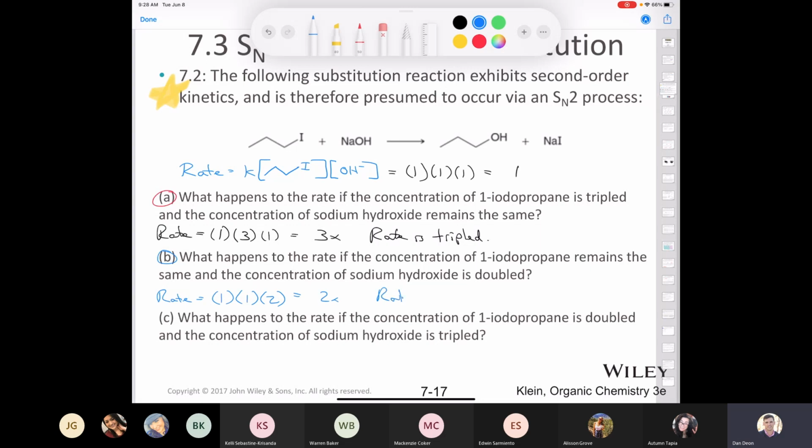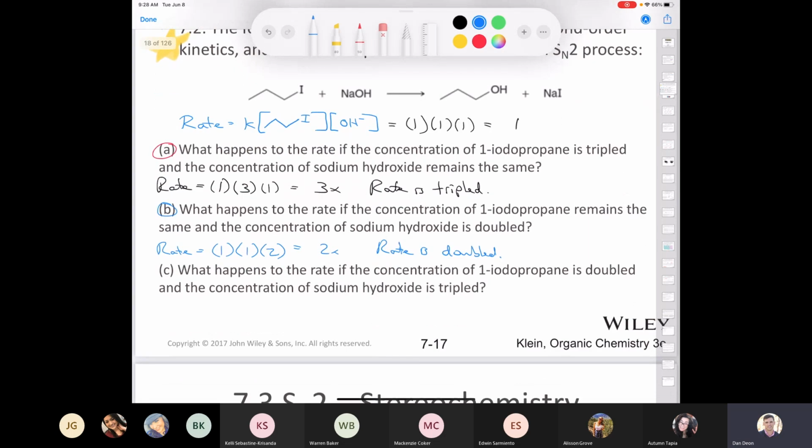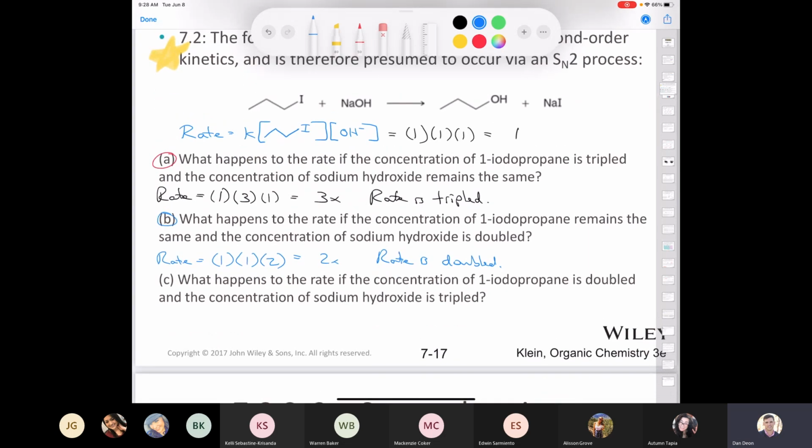The rate is doubled. Okay, and then finally, what would happen if we doubled the concentration of iodopropane and we triple the concentration of sodium hydroxide? Well, then we'd have the rate is equal to the rate constant multiplied by 2 times 3. What's 2 times 3? It's 6. So the rate increases, we'll say sixfold, or 6 times as much.